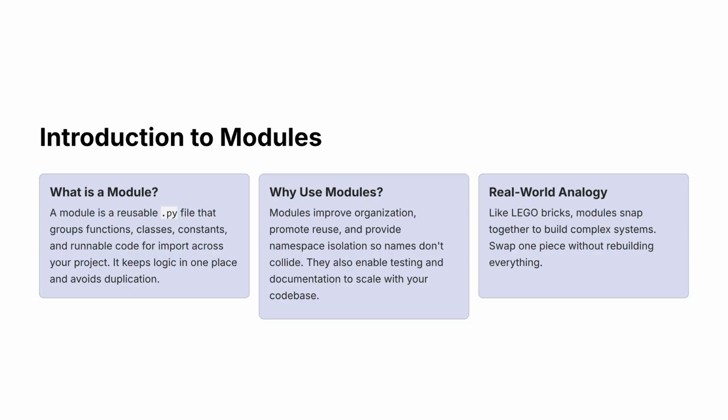The big wins here are organization, keeping related logic in one place, reusability, write it once, import it everywhere, and namespace isolation, which basically means your variable names won't step on each other's toes across different files. Super important once your codebase starts growing.